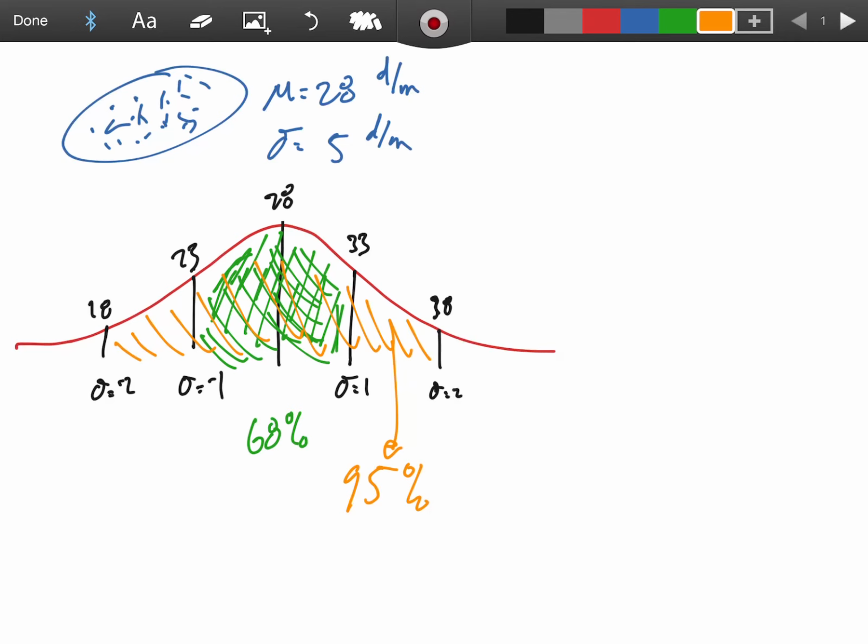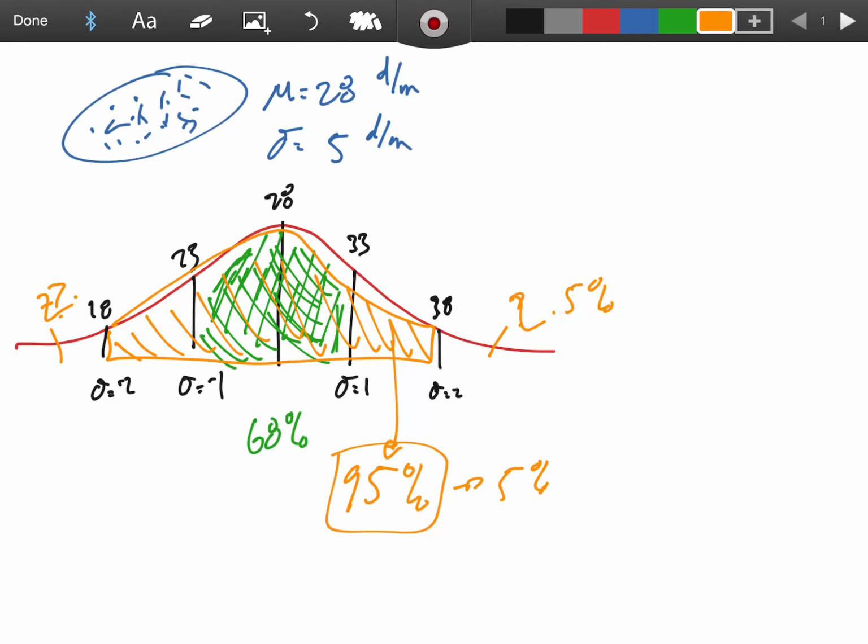And that's pretty cool. And another thing to think about: if this whole block is 95% of the population, how much does that leave for out here in the tails? How much of the population am I ignoring? Well, if this is 95, then that leaves 5% that I have to split up between 2 tails. So this would be 2.5% in this tail, and 2.5% in this tail over here. Anyways, that's a little bit of how the empirical rule works.